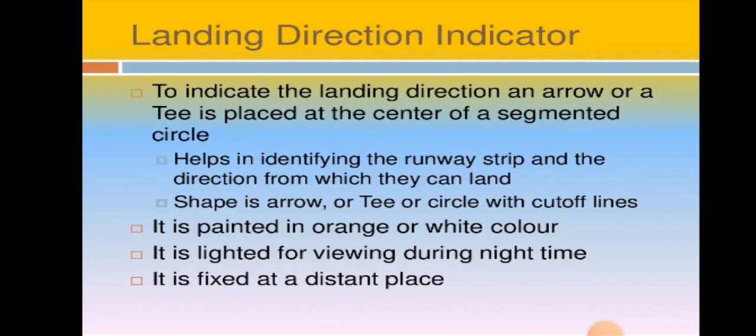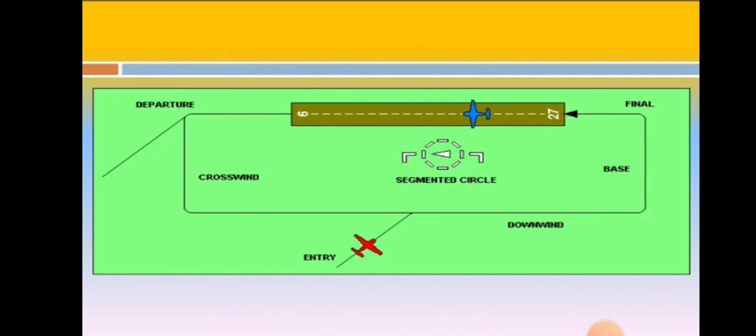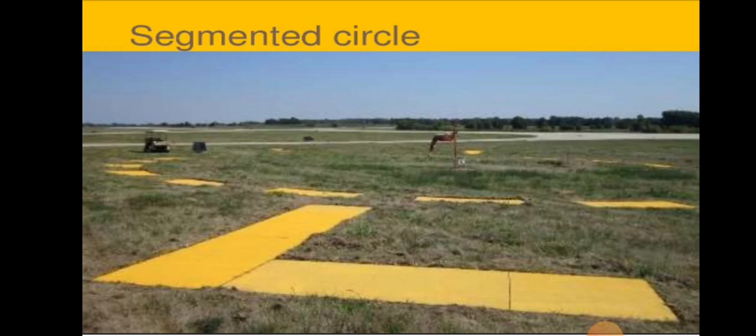Landing direction indicator. To indicate the landing direction, an arrow or a T is placed at the center of a segmented circle. It helps in identifying the runway strip and the direction in which they can land. Shape is an arrow or a T or a circle with cutoff lines. It is painted in orange or white color. It is lighted for viewing during the night time. It is fixed at a distant place. Here you can see a diagram showing the segmented circle.